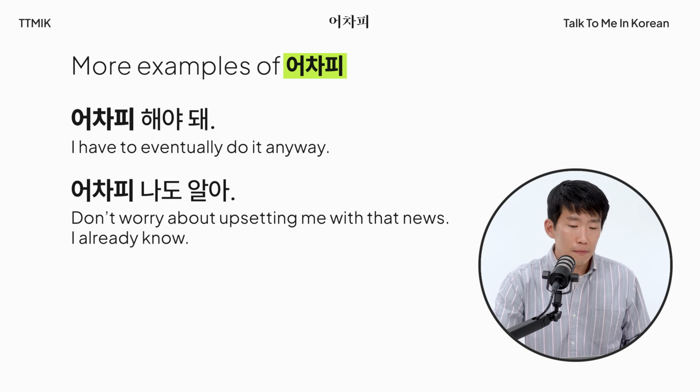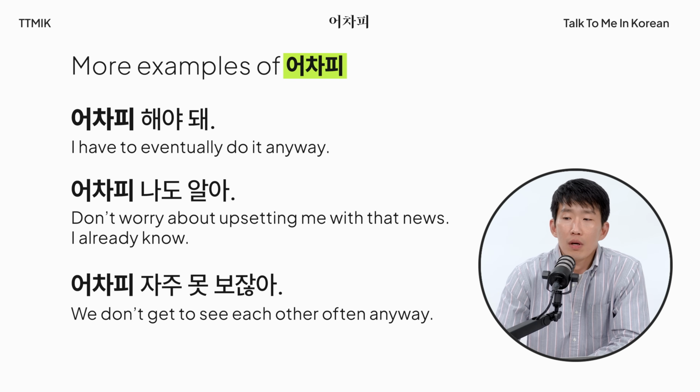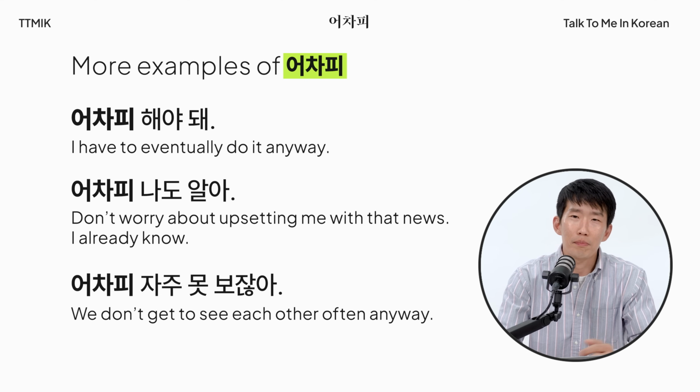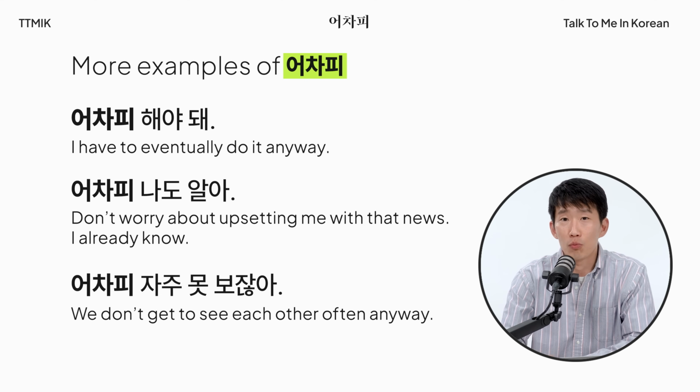Something like that. And then 어차피 자주 못 보잖아. This is when you are meeting up with somebody at a very late time of the day and the other person is saying, I'm sorry that we are meeting so late at night, like 9 p.m., 10 p.m. Sorry for the inconvenience. And you're like, 어차피 우리 자주 못 보잖아. This is good. 어차피 자주 못 보니까.